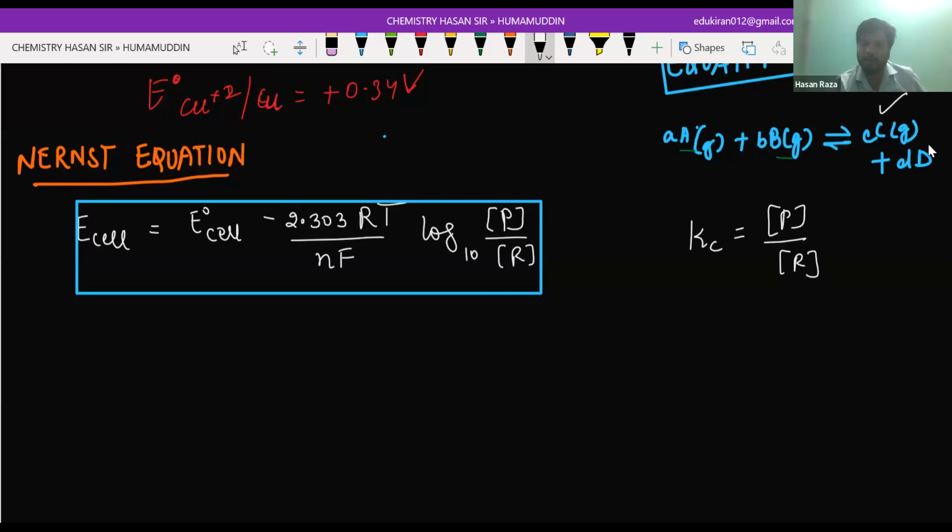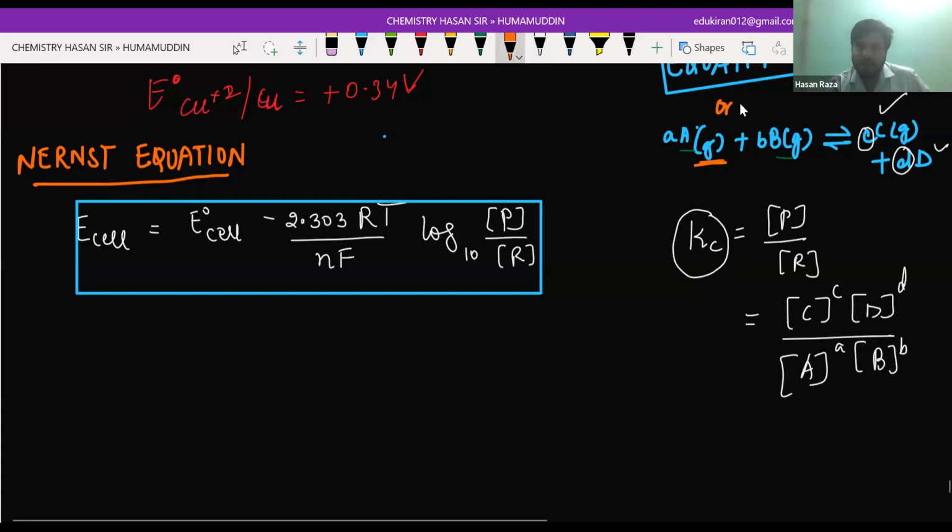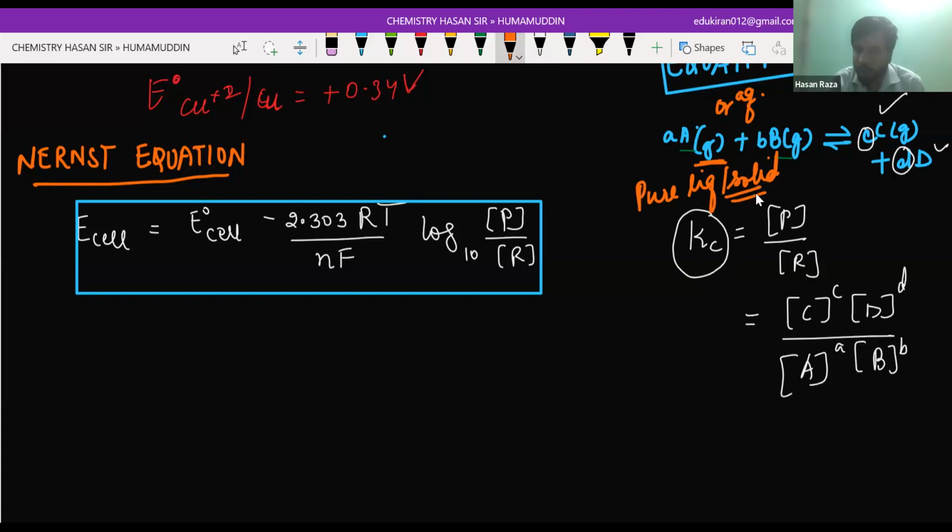So first we are going for product. There are two products. The first one is C and the second one is D. So you are going to write it in multiplication terms, and whatever is its stoichiometric coefficient, that will come in the power. Upon reactant, we have two reactants raised to the power. So this is what we are talking about, product upon reactant. Are you getting my point? Yes, sir. One more important point is that in the expression of Kc, we only consider gaseous state or aqueous state. We do not consider pure liquid or solid. Actually, we neglect that. We ignore that. Are you getting my point? Yes, sir.